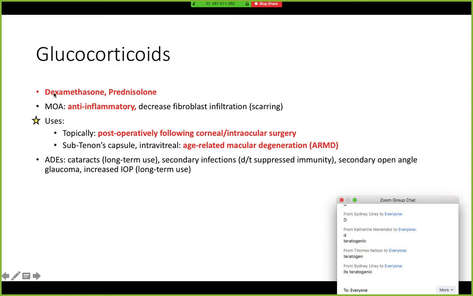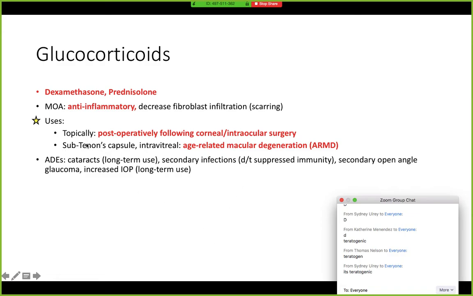All right, glucocorticoids, dexamethasone and prednisolone. These are both anti-inflammatory, and they are used topically, postoperatively following corneal or intraocular surgery. And then they're used intravitreal below the Tenon's capsule in age-related macular degeneration.